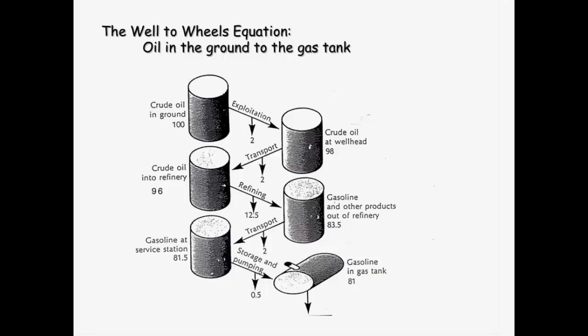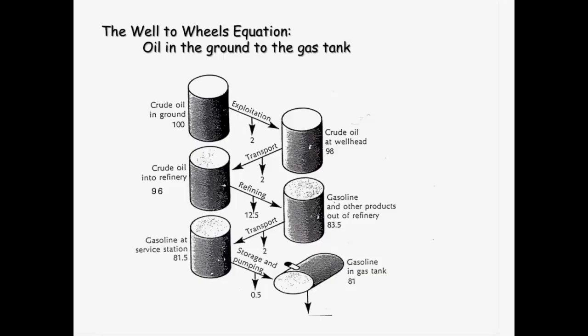So here's the first part of this, and this is from a very old textbook, and it's one of these diagrams that shows how much energy gets used along the way. So if you had 100 joules of energy in the ground, this diagram, with various kinds of refining being the greatest loss, shows that about 20%, 19% of the energy, or 19 joules of 100 joules in the ground, is lost along the way, and to get to roughly 80 joules of energy in the gas tank.